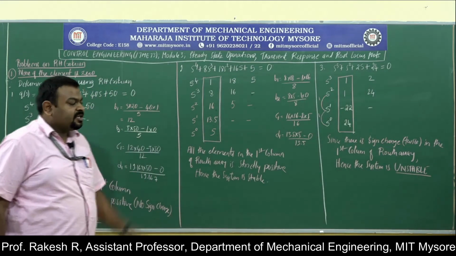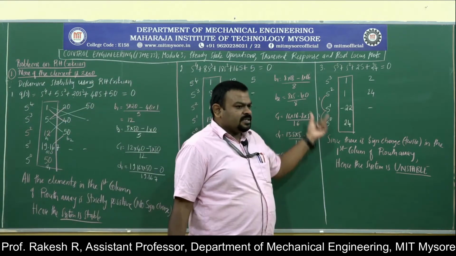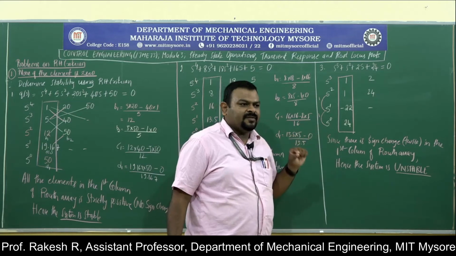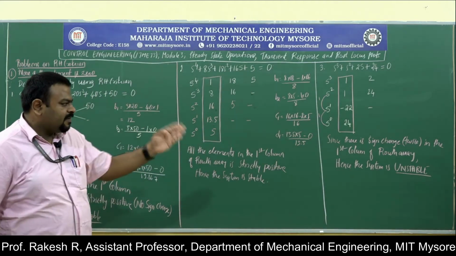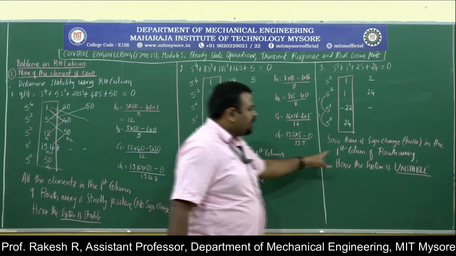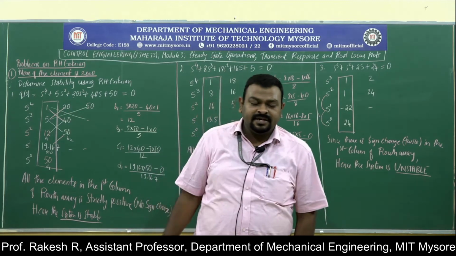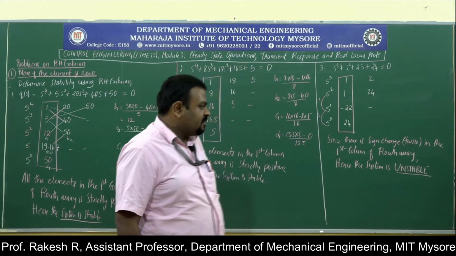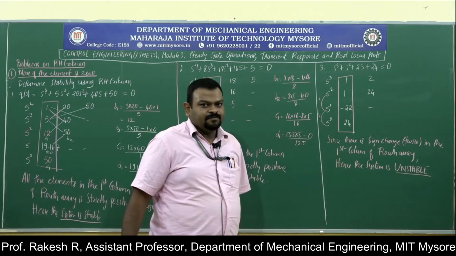Since there is a sign change, it is not positive, or else you can write like this: since in the first elements, one of them is negative, the system is unstable. That is also correct, but this is the right way. How many times the sign changes is important, because we will ascertain the stability based on that, also how many times. So here we will try to adjust the error.